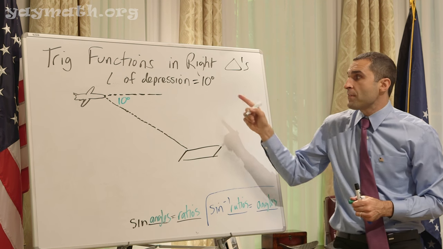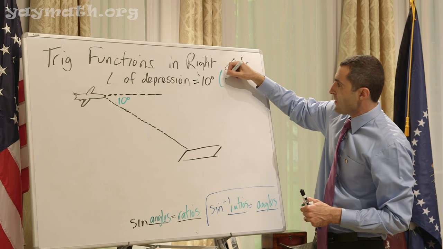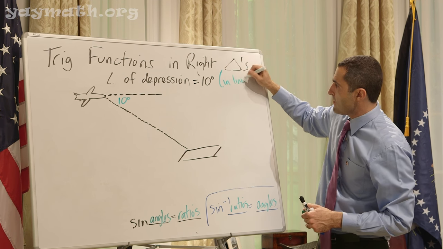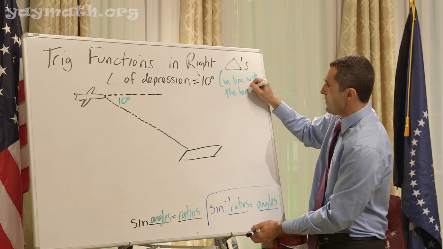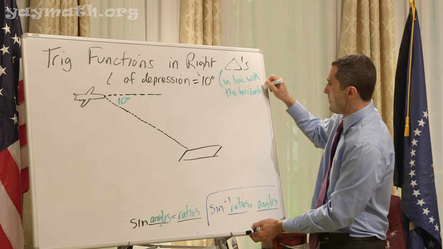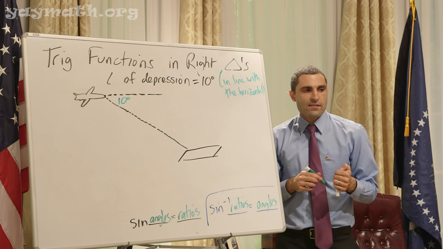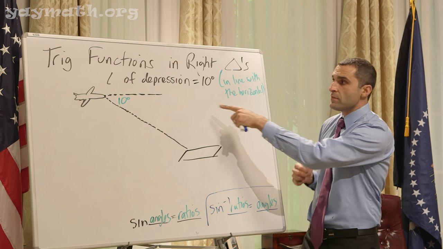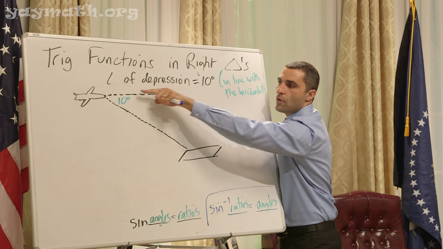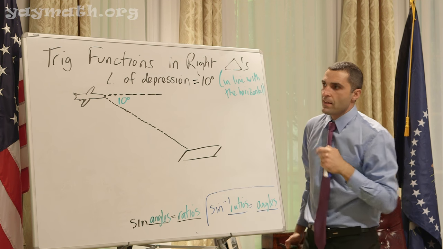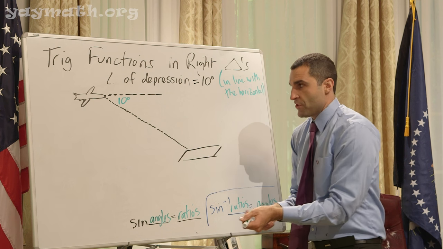Anytime you see angle of elevation or depression, it's always in line with the horizontal. Does that make sense to you guys? Whenever you're putting an angle for angle of elevation or depression, that angle goes along the horizontal line, rather than the vertical line, which is this.